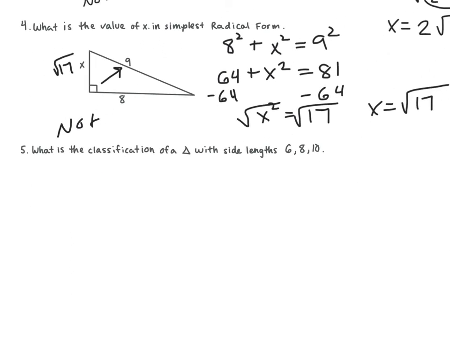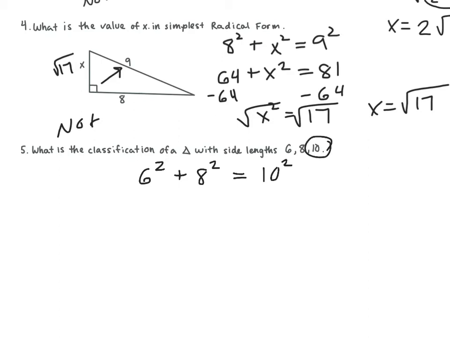Number 5, what is the classification of a triangle with side lengths 6, 8, and 10? What do we need to do first? Add 6 and 8. See if it's over 10. Well, it's not asking us if it's a triangle or not, so we don't even need to do that. So then we take 6 squared plus 8 squared is equal to 10 squared. How did we know that 10 was going to be our c? Because it's the biggest one.